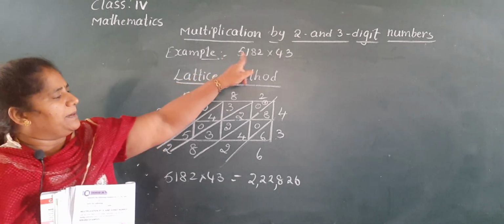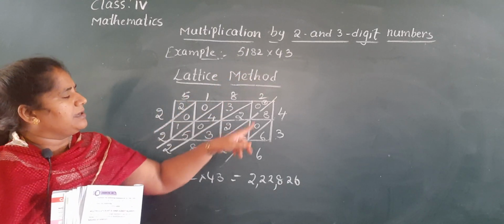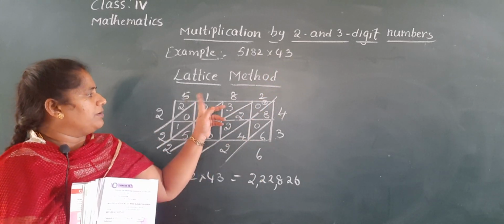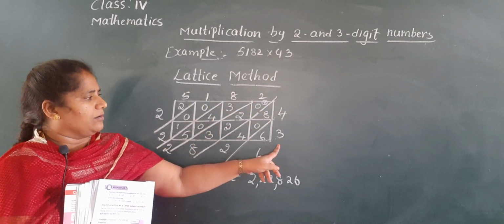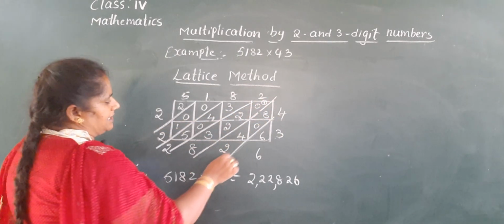First you see the multiplicand. How many digits are there? 4 digits. So you make 4 columns, and the multiplier has 2 digits, so make 2 rows. Now you write the numbers up on this side and down on this side. Now you make the boxes, divide like this, with the corners.